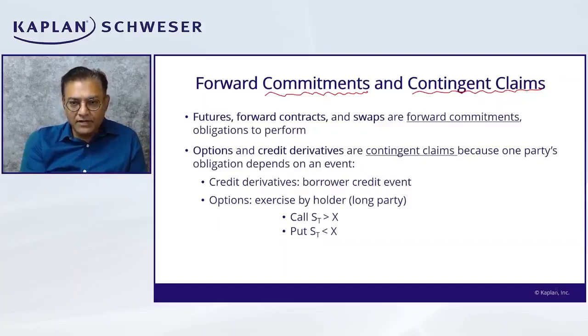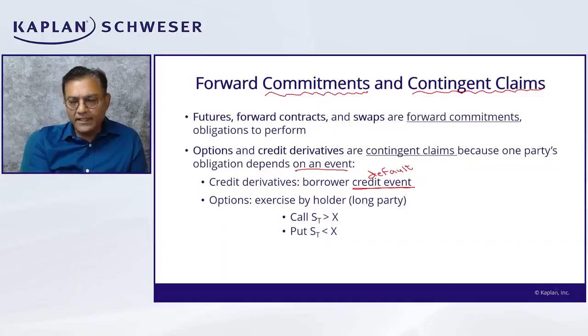Options and credit derivatives are contingent. Why? Because one party's obligation depends on the occurrence of an event, on a condition. In the case of credit derivatives, there is a credit event occurring, and typically that event is called a default. When default occurs, that's when the satisfaction of that derivative comes into play.